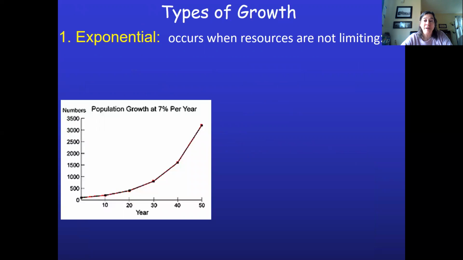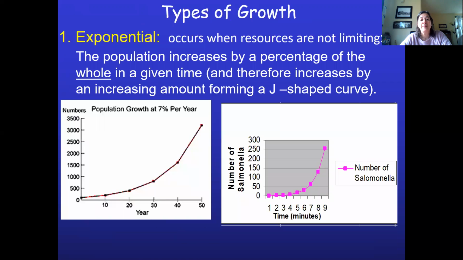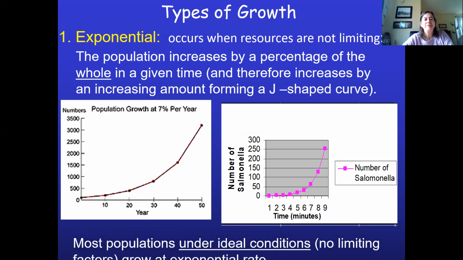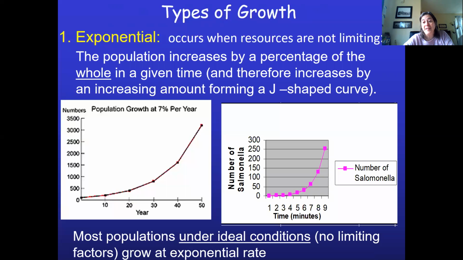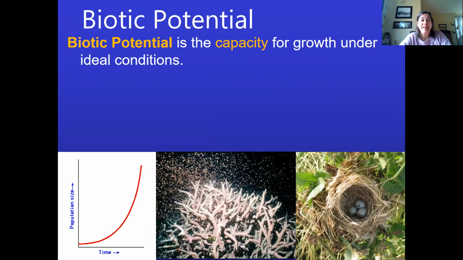Types of growth. There are two types of growth. Exponential growth occurs when resources are not limiting, so the population increases by a percentage of the whole in any given time. You get the classic exponential curve, which is called a J-shaped curve. Under ideal conditions, most populations will grow at an exponential rate. The biotic potential is the capacity for growth under those ideal conditions.